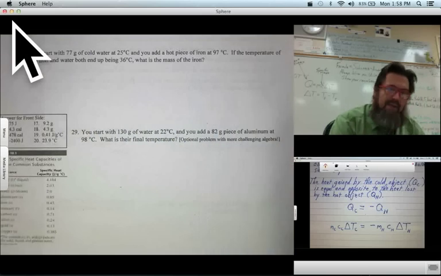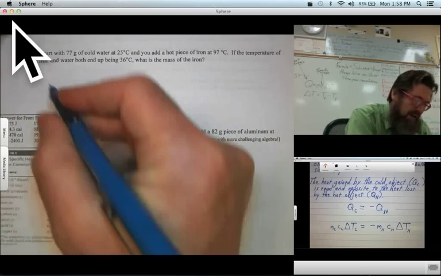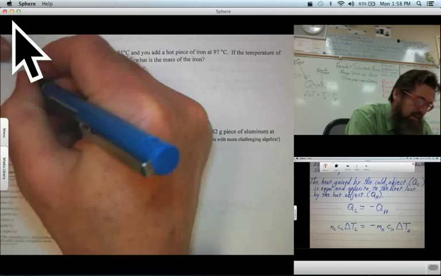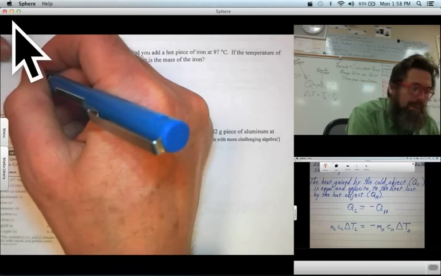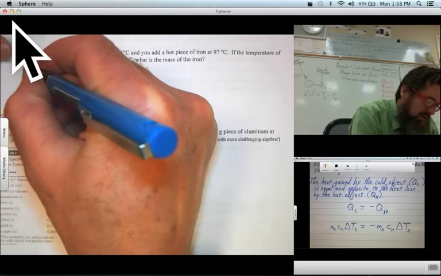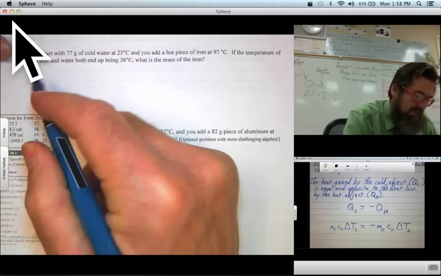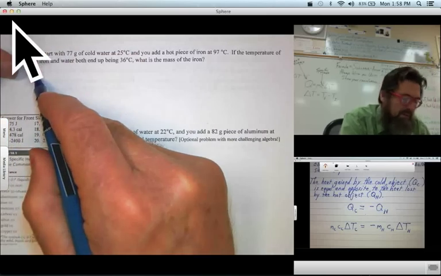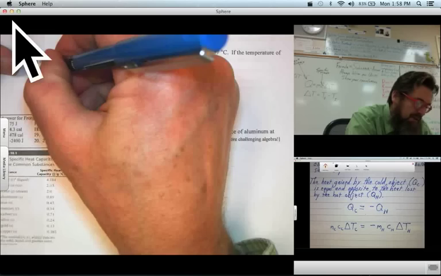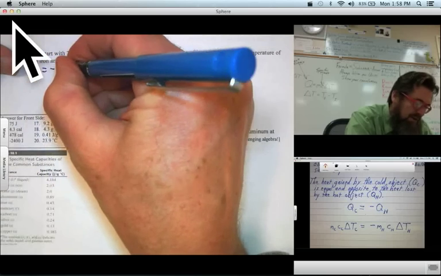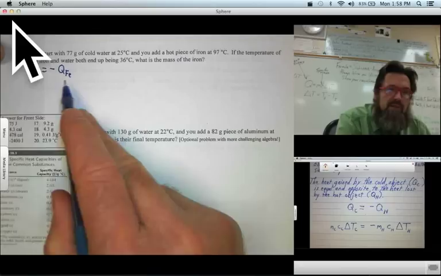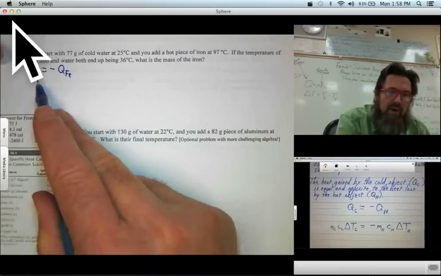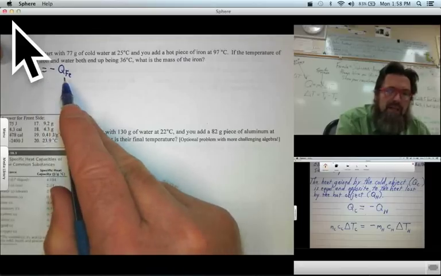Okay, at the heart of this problem is the observation that the Q of the water will gain heat, so it's going to be a positive number. It is equal and opposite to the Q of the iron. So the heat energy gained by the water is equal and opposite to the heat energy gained by the iron.